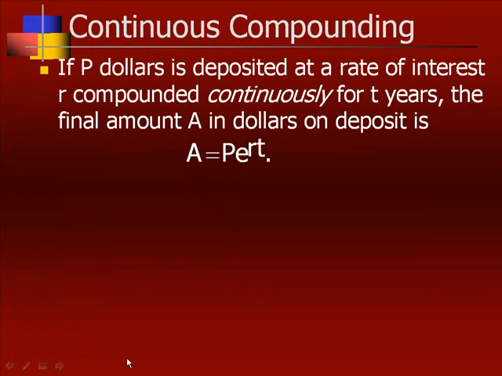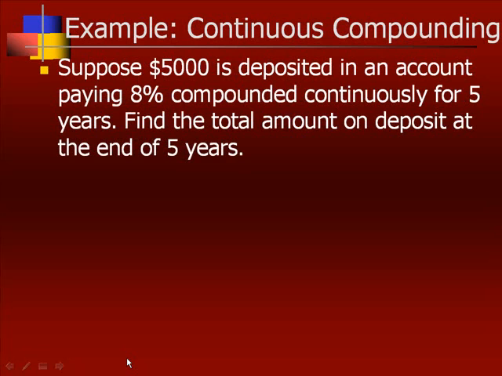If P dollars is deposited at a rate of interest R, compounded continuously for T years, the final amount A in dollars on the deposit is A equals P e to the RT power. This is what we call the PERT formula. It's the principal times e to the power of the rate times the time.